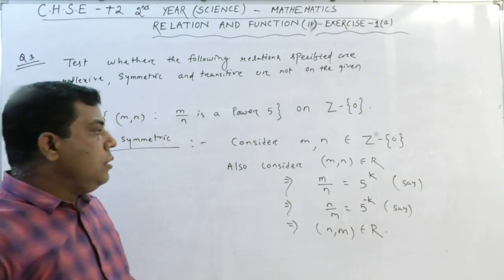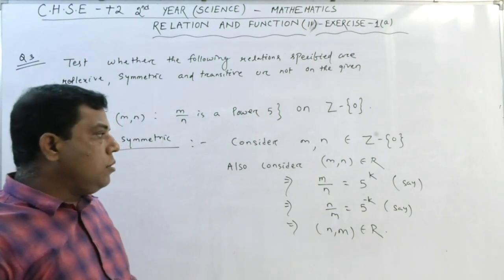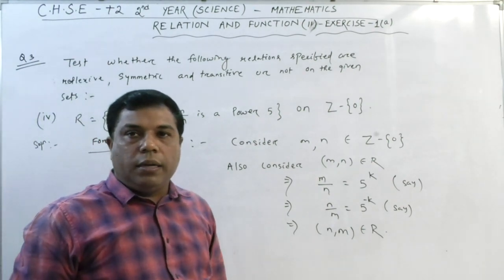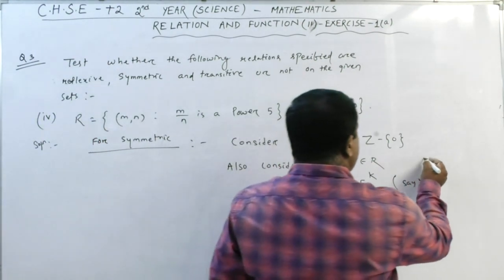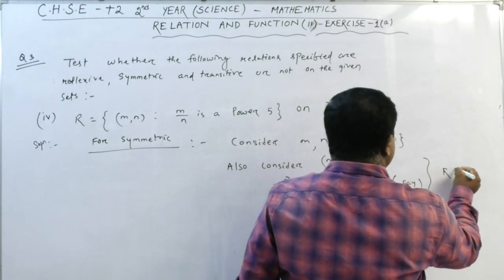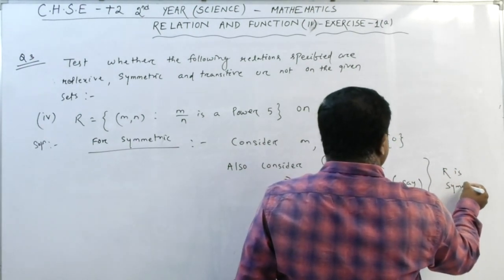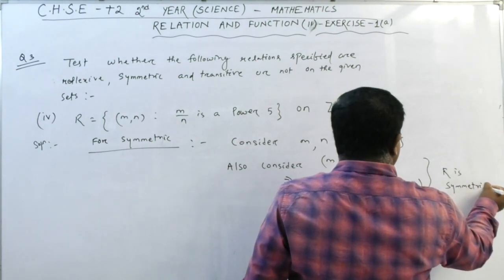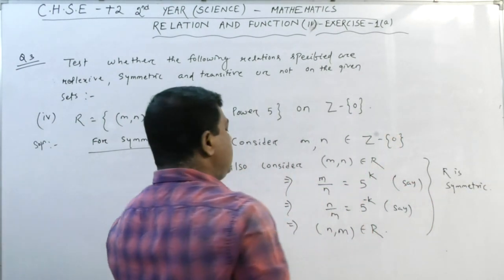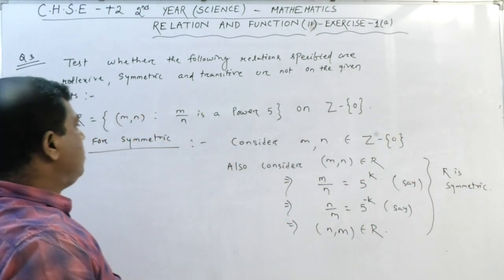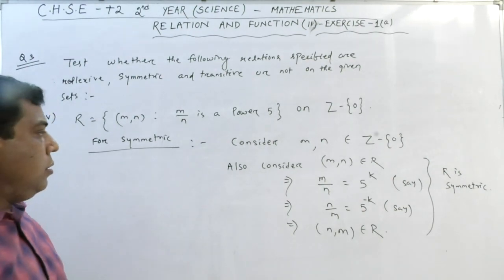Yes or no? So my dear students, now what is the conclusion? Is it symmetric or not? Yes, it is symmetric. So from here we are clear, therefore R is symmetric. Clear? Next we are going to check whether it is transitive or not. Okay?